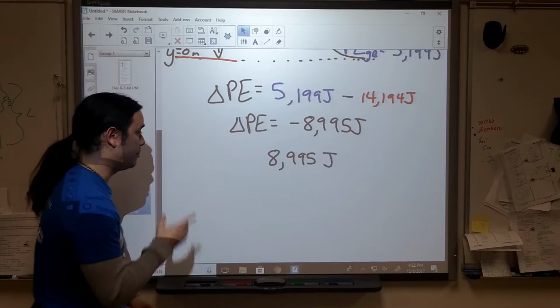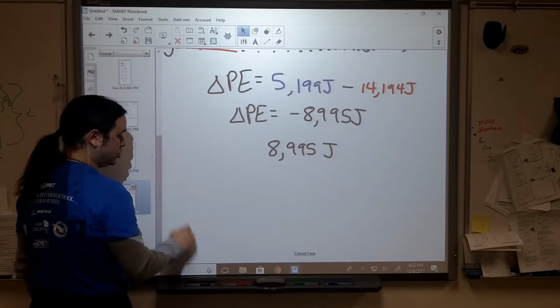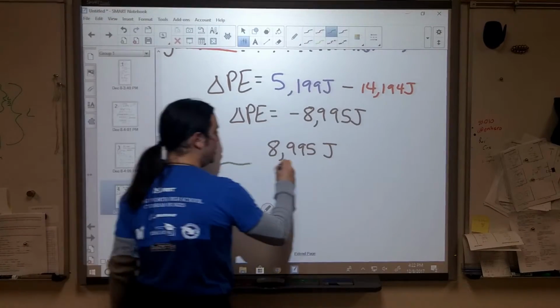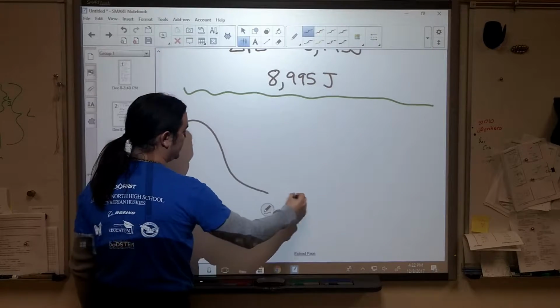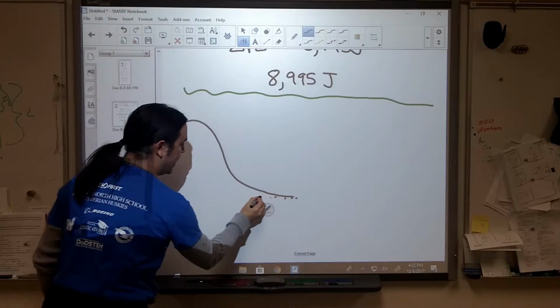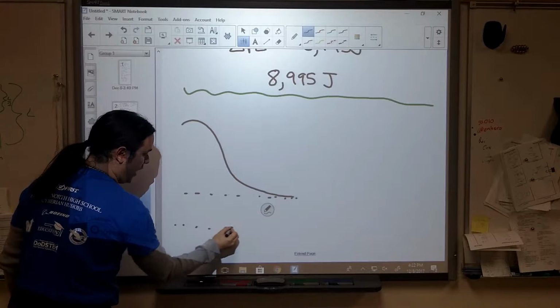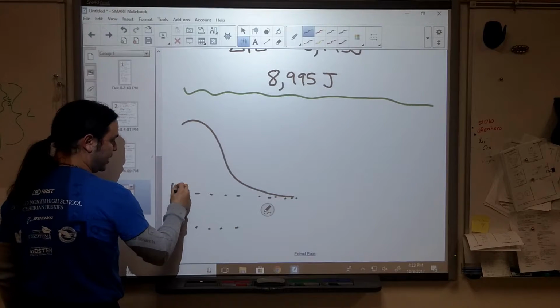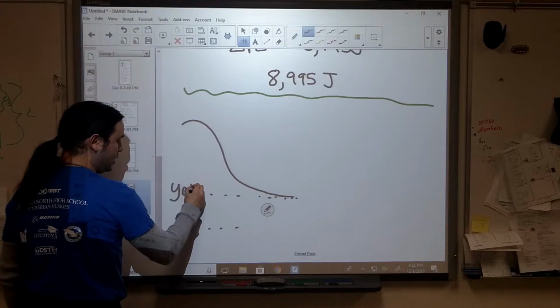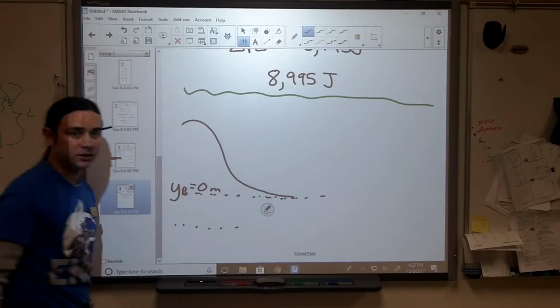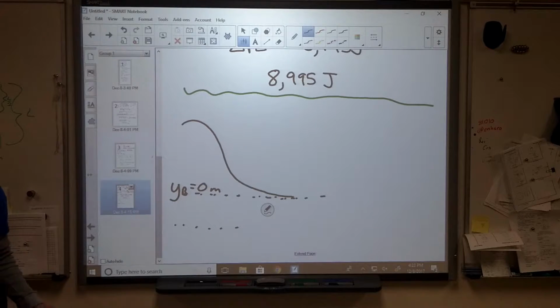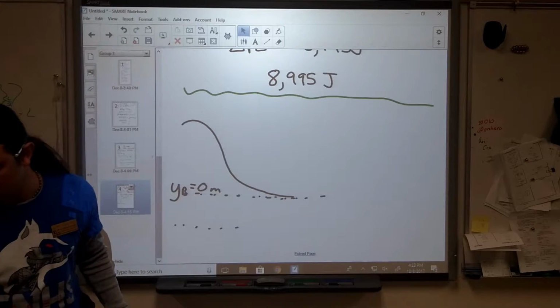Food for thought for another time. Part 2 is not necessarily what you might think it would be. In part 2, it's the same scenario, except this time, instead of paying attention to the ground way down here, we're going to say that YB is equal to 0 meters. We're going to say that this is our new ground level. That seems a little strange, but okay.